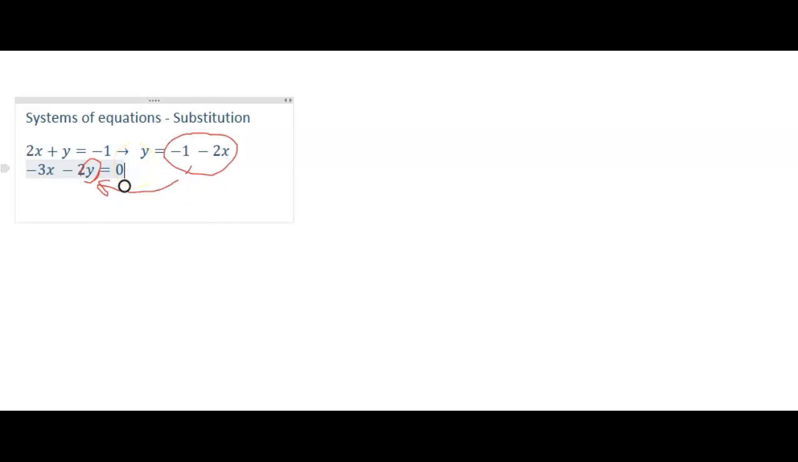So I'm going to put it in right there in my second equation. I'm going to rewrite that second equation. Here we go. -3x minus 2 times, and instead of y, I'm going to put this expression that we have for y, -1 minus 2x. Those parentheses are really important. And then we'll finish out the equation, equals 0.